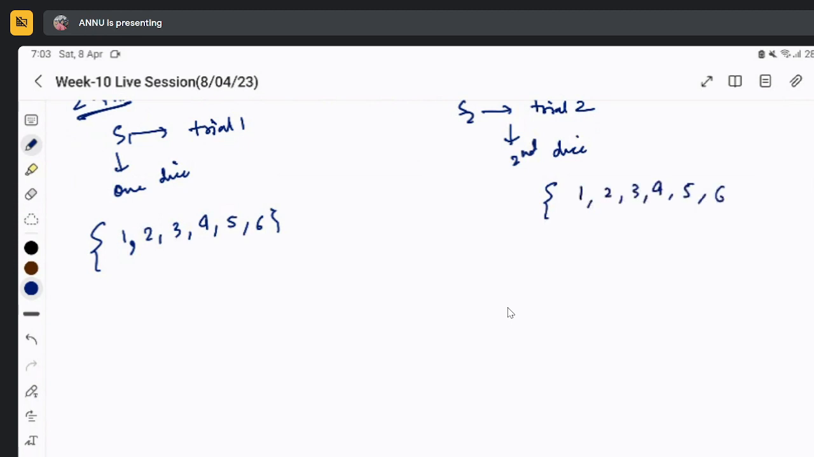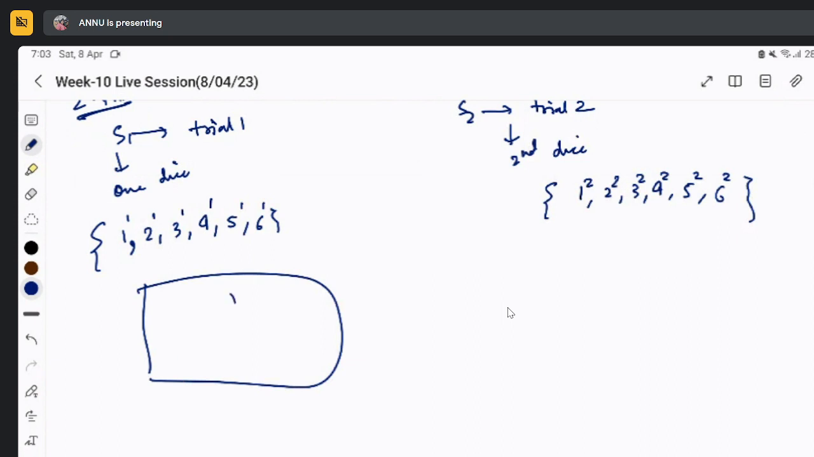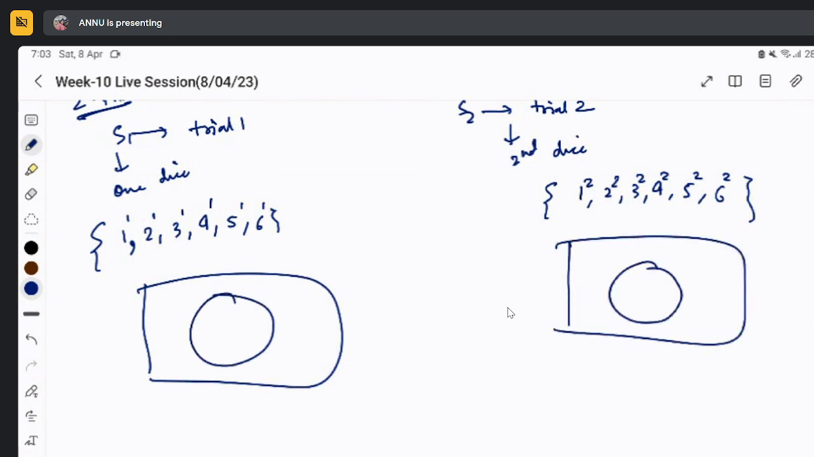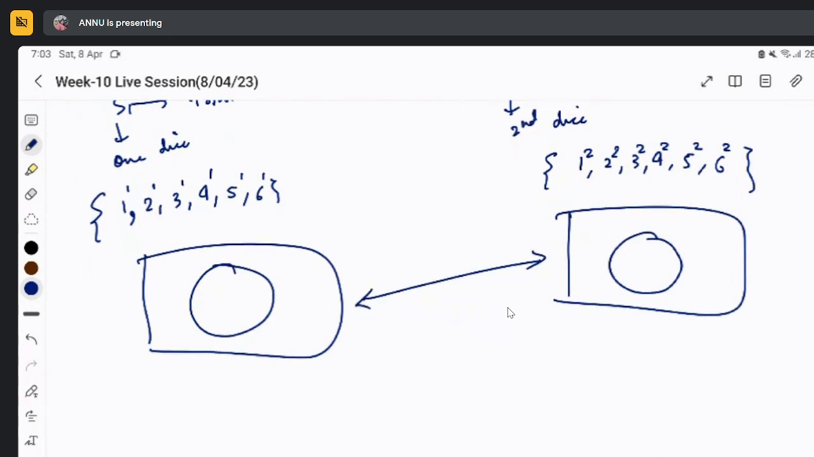Let us denote these as 2, 2, 2, 2, 2, 2 and these as 1, 1, 1, 1, 1. So here you will have one sample space, and here you will have another sample space. The domains of these two are very different, so their intersection will simply be the multiplication of these two.